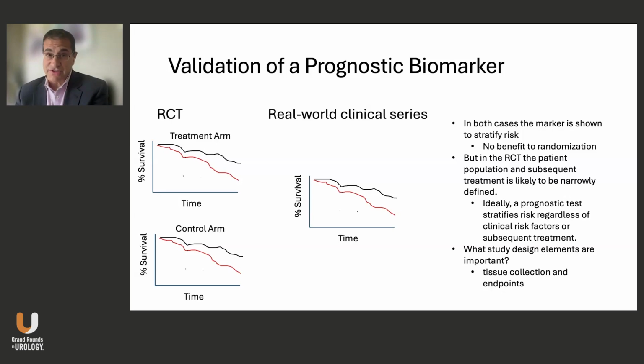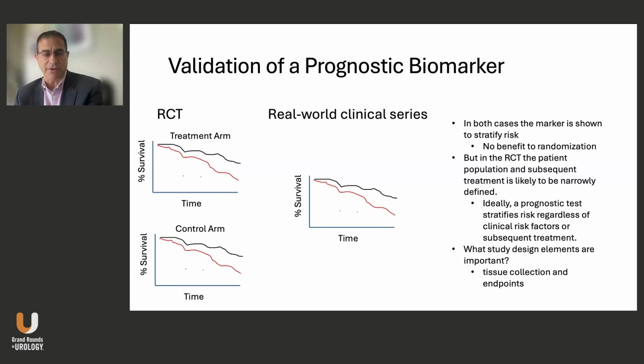Now, what are important design elements for a prognostic marker? Well, the tissue collection is very critical. That should be prospective. Otherwise, you do run a risk of introducing a bias in your patient population if you have to go back and retrospectively collect samples. That is an important piece of any validation of a prognostic biomarker, but it doesn't have to be within the context of an RCT. A prospective patient collection in a real world clinical series, to me, is equivalent.